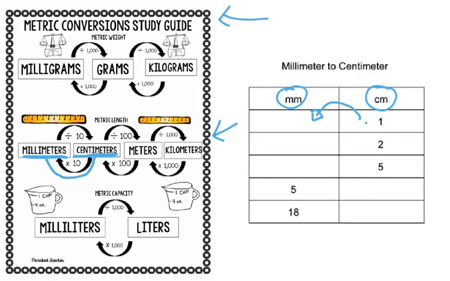Why are we multiplying by 10? Because when you get 10 millimeters, you have 1 centimeter. So moving from 1 centimeter to millimeters, we multiply by 10. So 1 times 10 is 10. So 10 millimeters equals 1 centimeter.